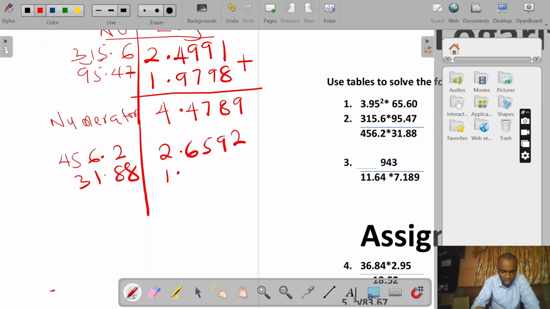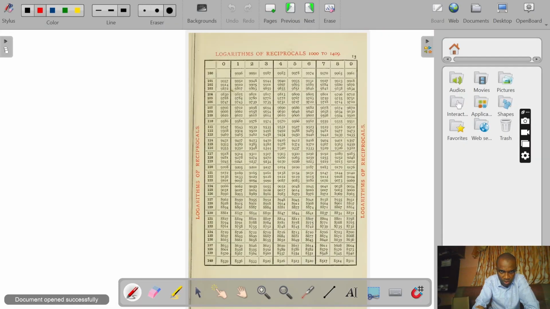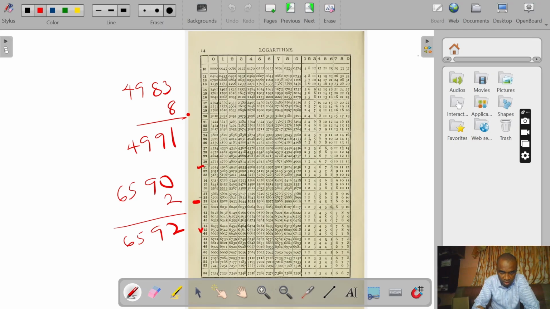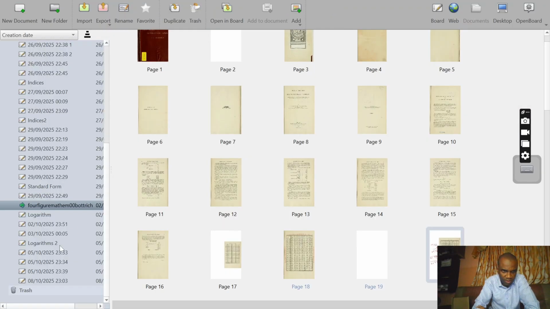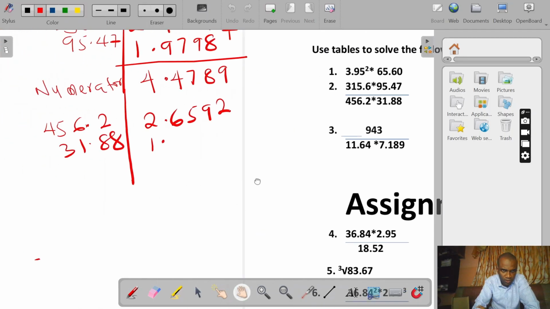Then the next one is 31 under 8 difference 8. So 31 under 8. Under 8 is 5024. Plus 3, that's 5027. Okay, I've gotten that 5027.